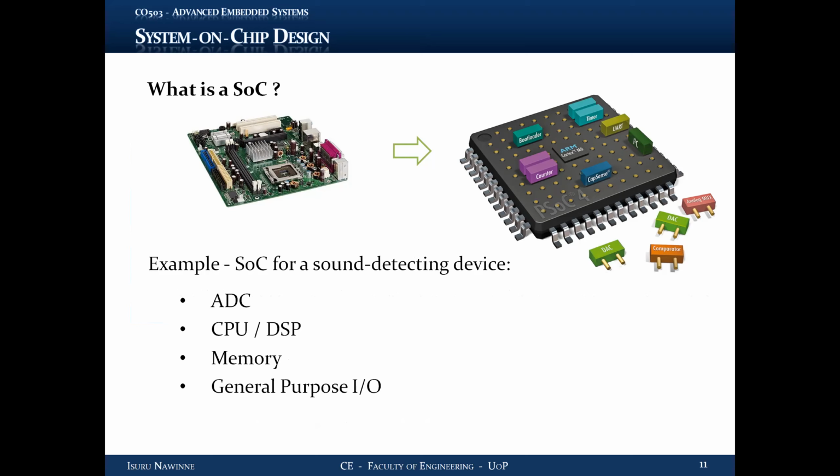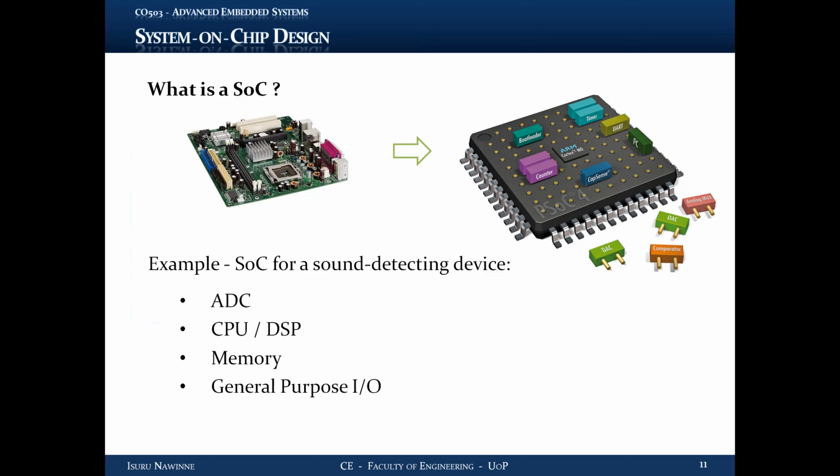So, for example, if you're building a SoC for a sound identification device like voice recognition or something like that, you will have a CPU or digital signal processor, DSP. You will have ADC, probably multiple ADCs. You will have memory on the same chip, and you will have a lot of other I/O units on the same chip, right? So depending on the application, all the required hardware is on the same chip.